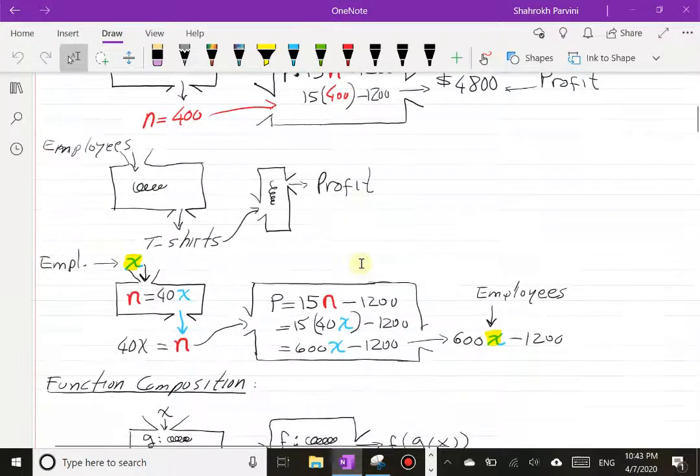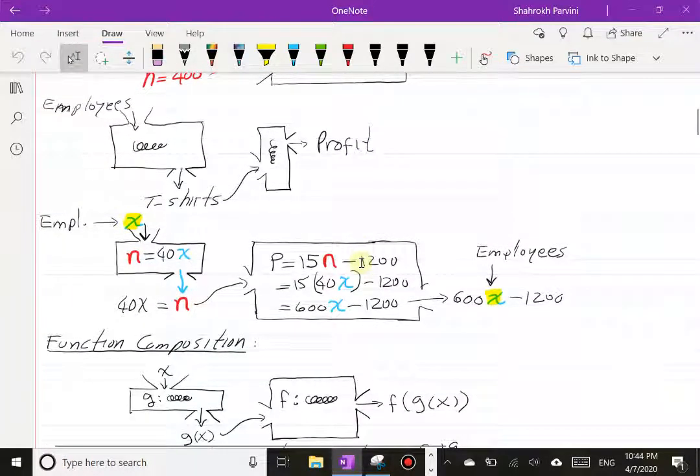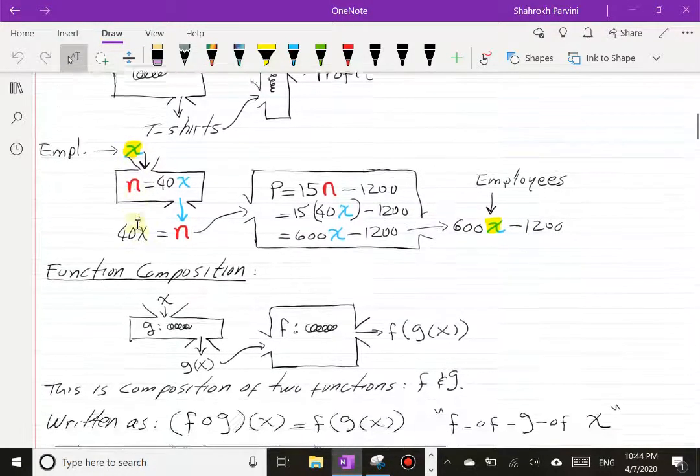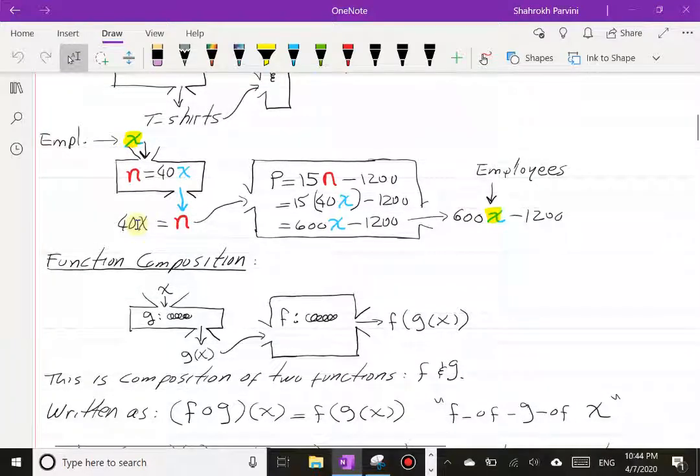So this is the whole idea of function composition, that we can express a final function in terms of the original input values. Okay, so here's the function composition now using the notation. I have x as an input, it goes into g, g processes it, out comes the output, g of x. G of x goes into this machine, f processes it, and out comes f of g of x.